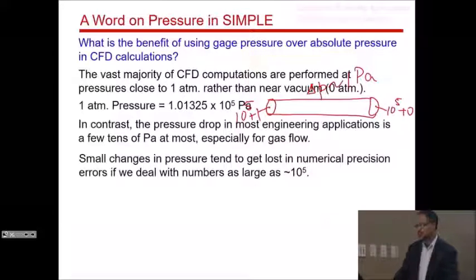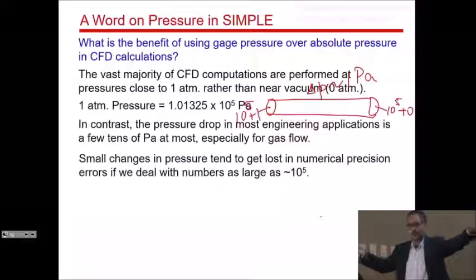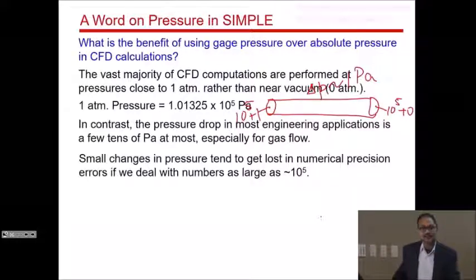These small changes tend to get lost in numerical precision when we deal with numbers as large as 10 to the power 5. Especially if you're looking at pressure drop over a tiny cell, that's going to be in millipascal. If I have 1,000 grid points along the channel and the net change is 1 Pascal, then within each cell I'm going to get a millipascal.